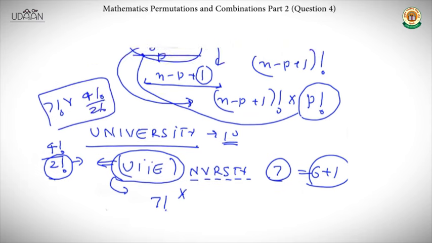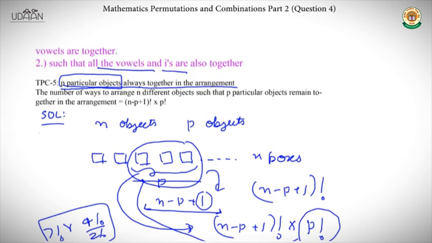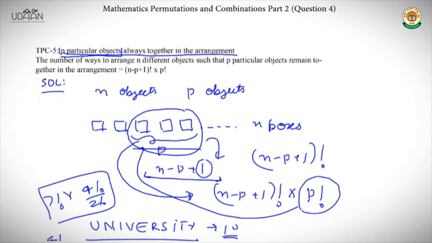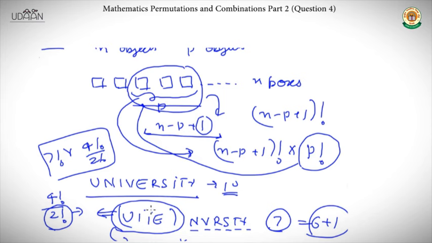Now we move to the B part of the question. The B part of the question says that the vowels as well as i's are also together. Now, in the first part we have seen that the vowels were together. Now it is an extension of the first part only. Now we have to consider in such a way that these i's are also together. So first of all, we make a group of vowels and the consonants, like in the first part. Here also we have total 7 objects, and these can be arranged in 7 factorial ways.